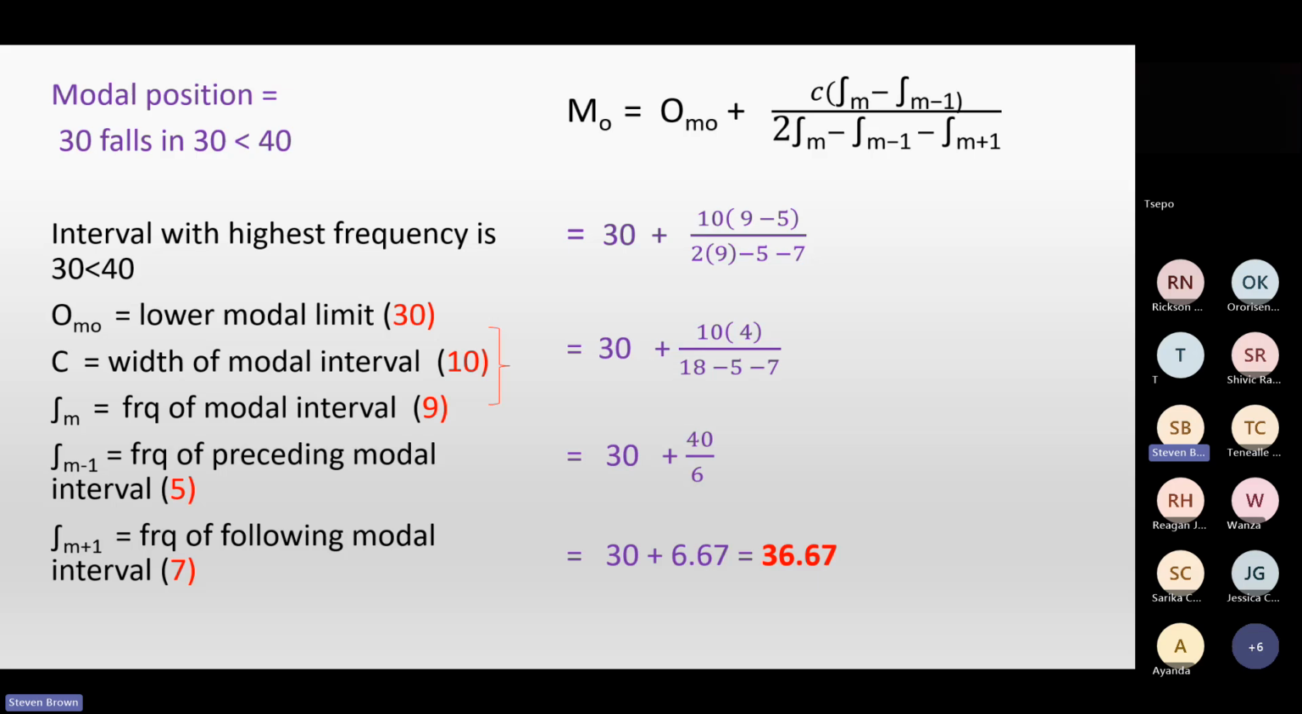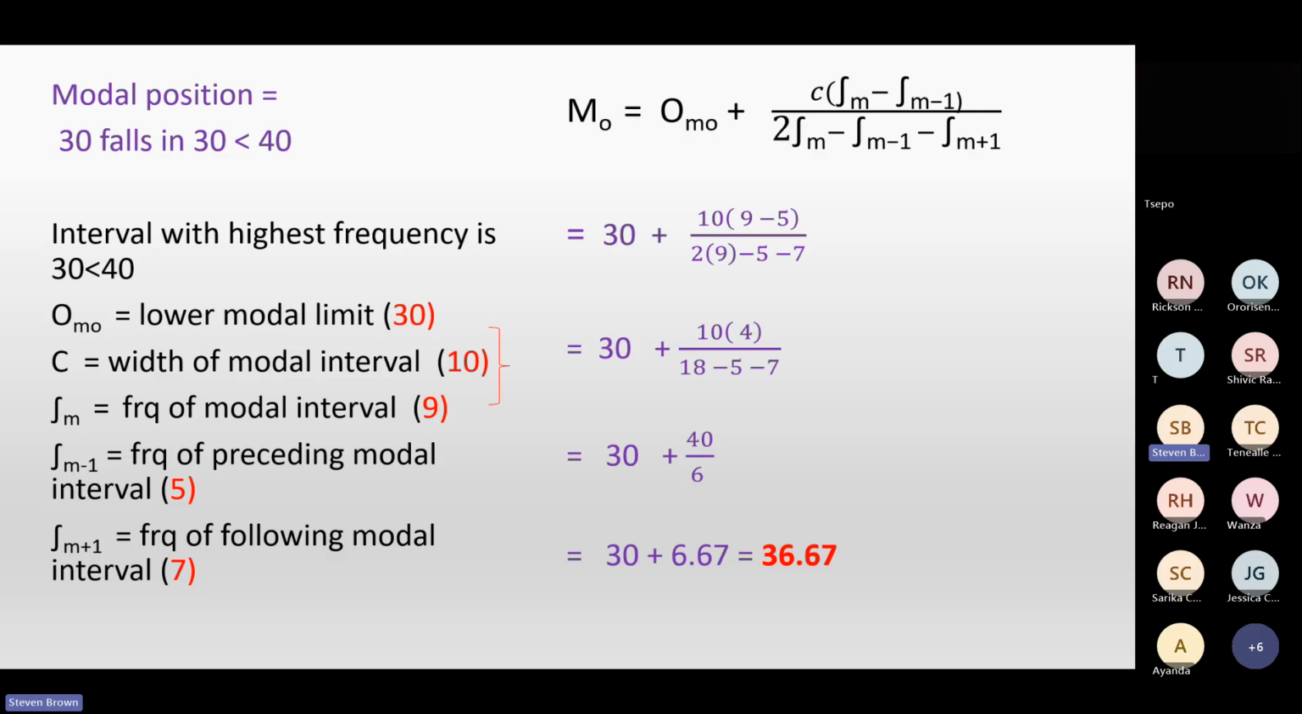And the frequency of the modal interval was 9. In other words, the number of data points in that interval minus the frequency of the one below it, which was 5. Shut your brackets there. Right, downstairs, 2 multiplied by the frequency of the modal interval 9 minus the frequency of the preceding one, which, as perhaps we remember, was 5, minus the one above it, which was 7.